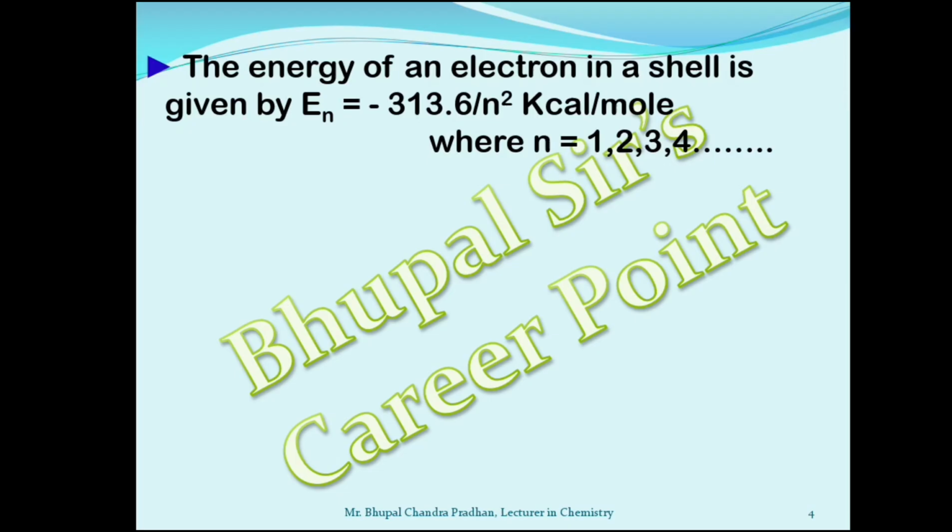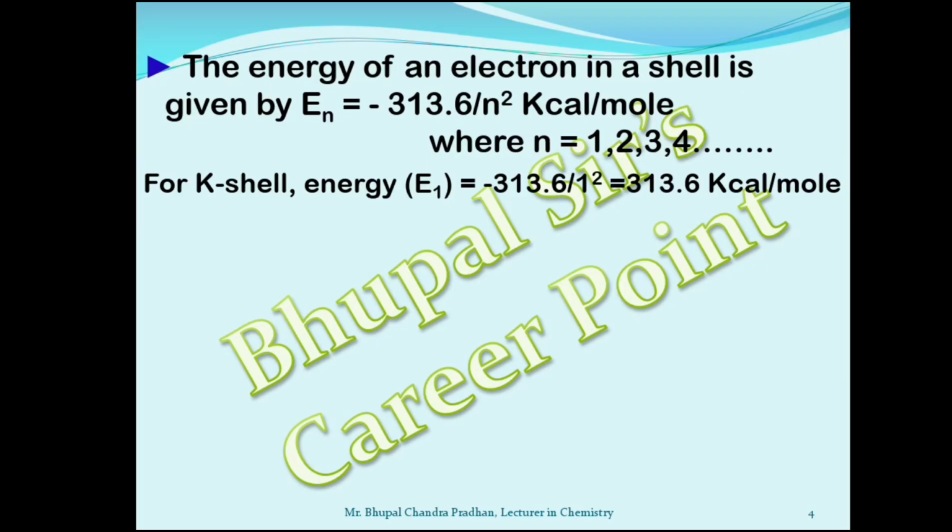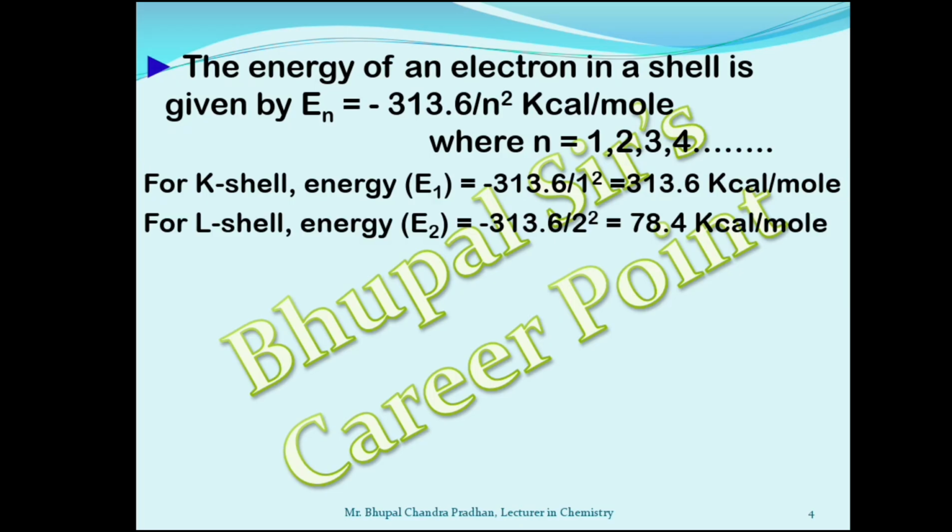The energy of the electron in a cell is given by the formula En is equal to minus 313.6 by n square kilocalorie per mole. Here Z is taken as 1. Where n is equal to 1, 2, 3, 4 and so on. So for K cell, energy E1 is equal to minus 313.6 kilocalorie per mole. In L cell, energy E2 is equal to minus 78.4 kilocalorie per mole.